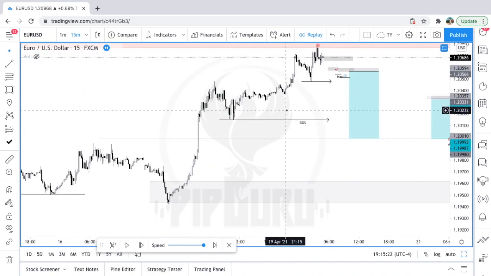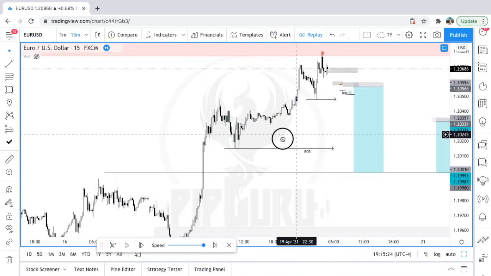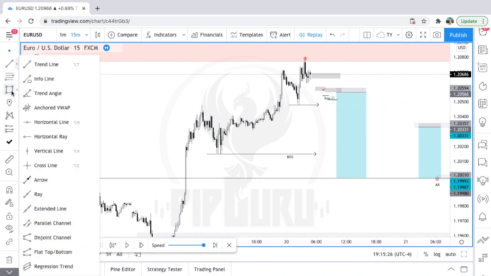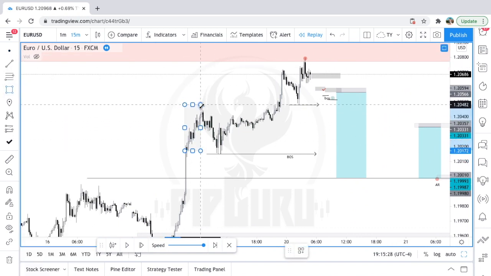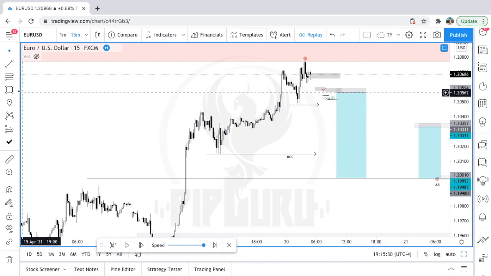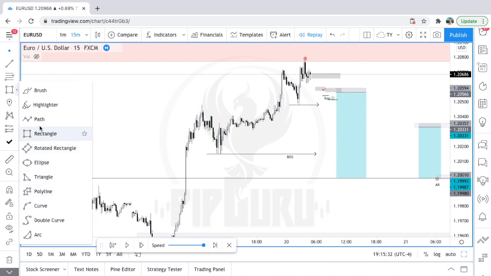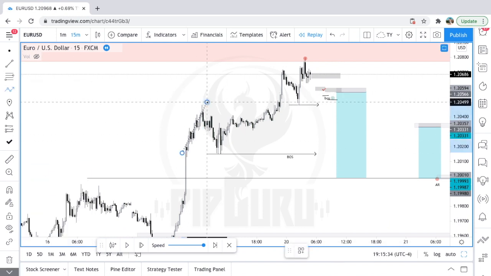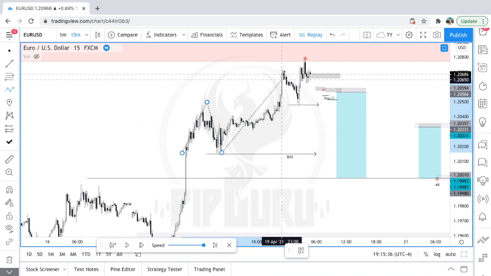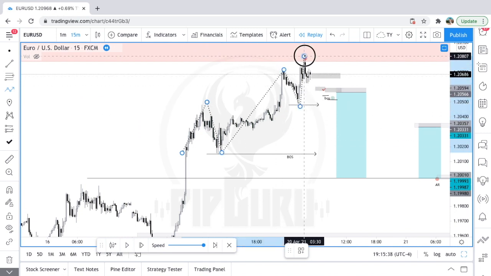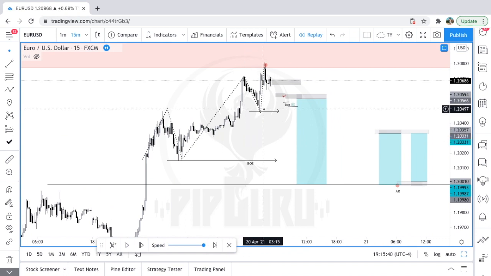So on the 15-minute time frame, we also had a beautiful uptrend structure going into our POI. We had market creating high, low, high, low, high, right? So this was the last low that was created right here before pushing to the POI.